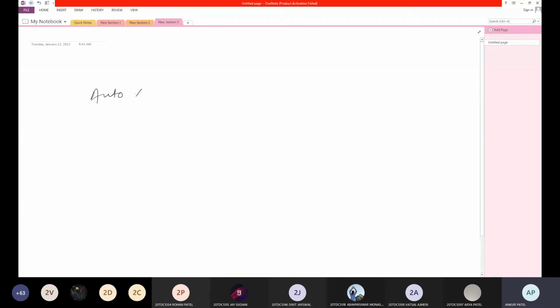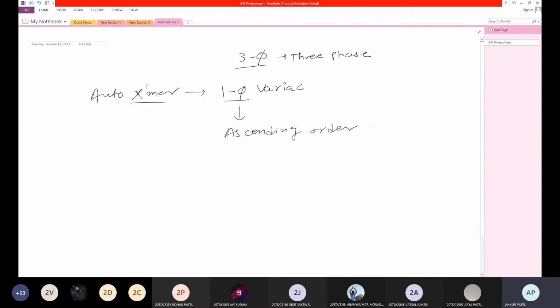Auto transformer: a transformer can be written like this also, in short form. It is also called single phase variac. This is the notation of single phase. You can also write this for three phase. Ascending order, 0 to 270 volt AC. This single phase variac is called the AC supply source.